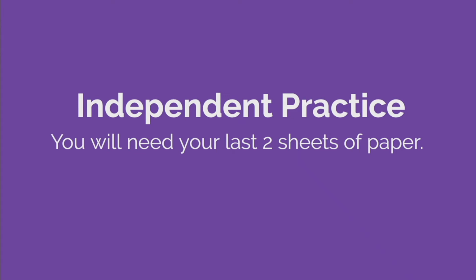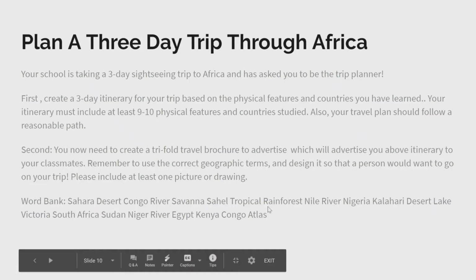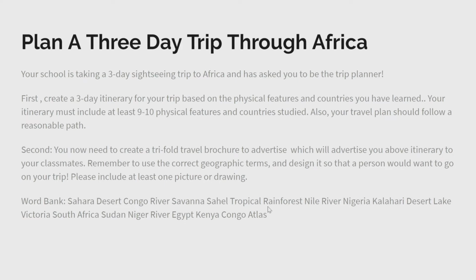So here is what we are going to do. You are going to imagine that your school is taking a trip to Africa. It is your job, because they chose you, to plan the itinerary for this trip. They asked you to be the trip planner. You have to get it together. You have to be ready to sell it. So the very first thing you're going to do during your independent learning is create a 3-day itinerary.